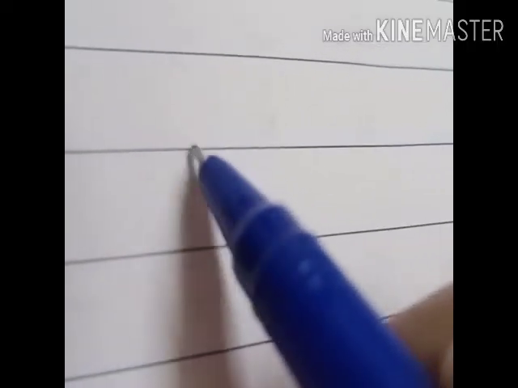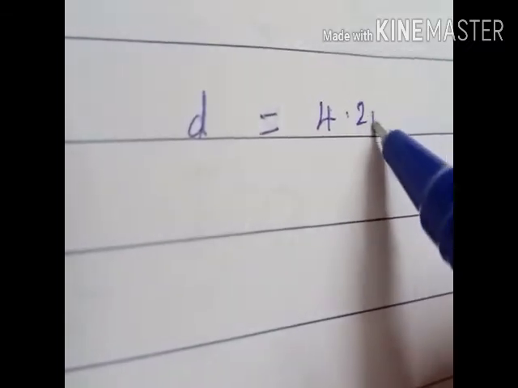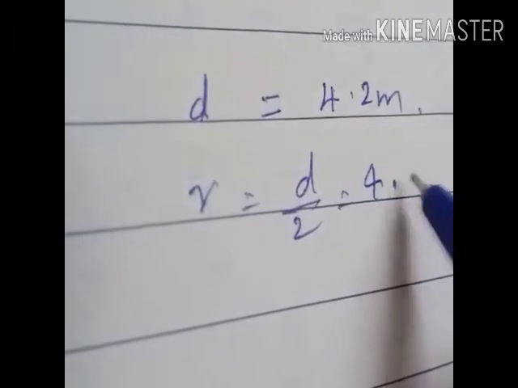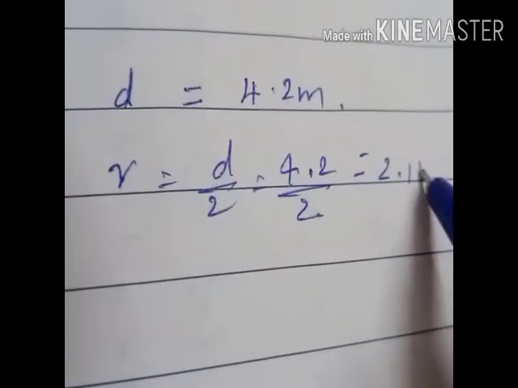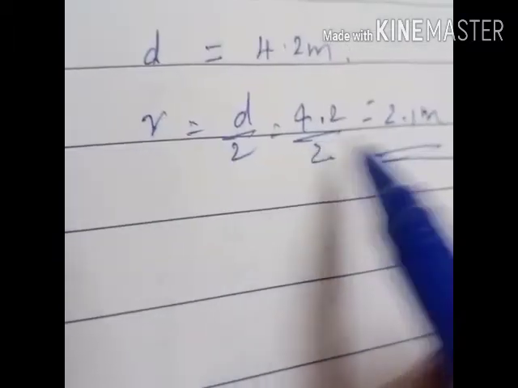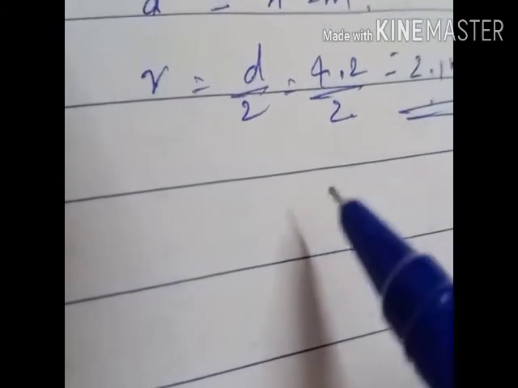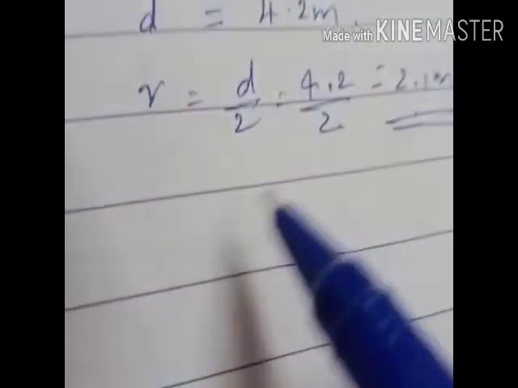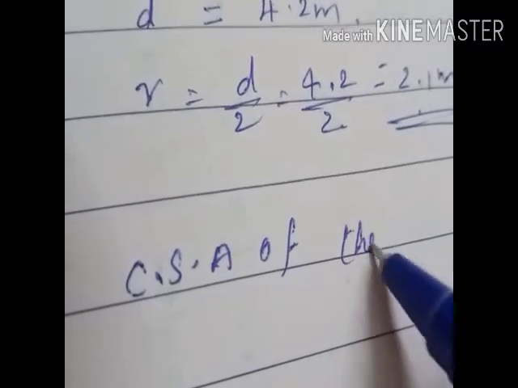According to the question, the diameter of the tank is given as 4.2 meter. So radius equals d by 2, that is 4.2 by 2, which equals 2.1 meter. Okay, radius is 2.1 meter. So for the first question, we have to find the CSA or lateral surface area of this tank. So here the CSA of the tank is the same as the CSA of the cylinder.